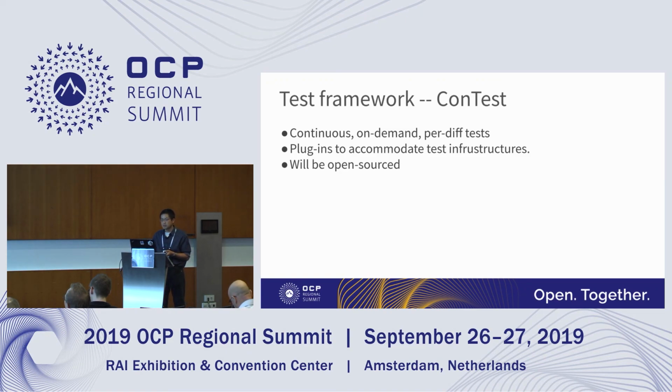Our colleague Andrea is working on ConTest. So that continuous integration system will support continuous on-demand and per diff tests. It has plugins to accommodate different test infrastructures. In Facebook infrastructure, it's very different from upstream test infrastructure. So the system is designed to be flexible, to accommodate them. So you just need to develop plugins to cater for your particular test infrastructure. That will also be open sourced.